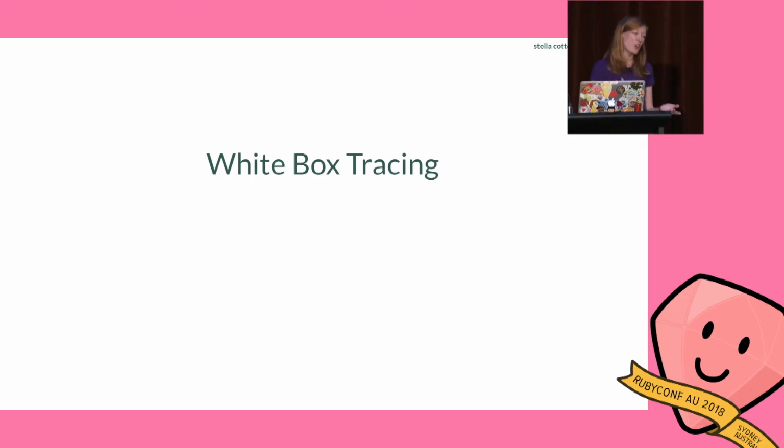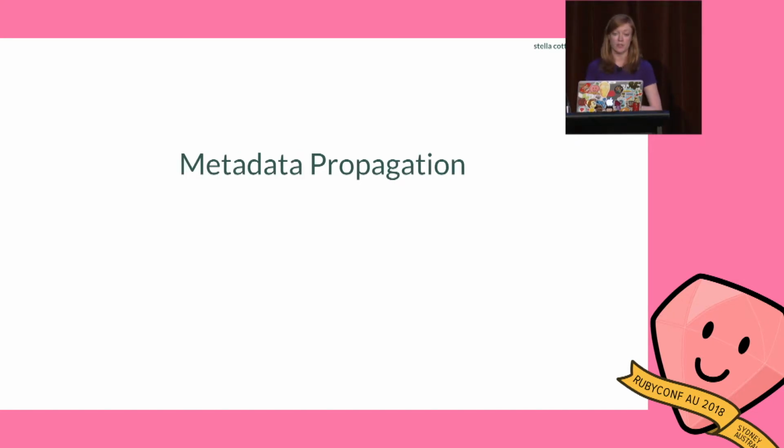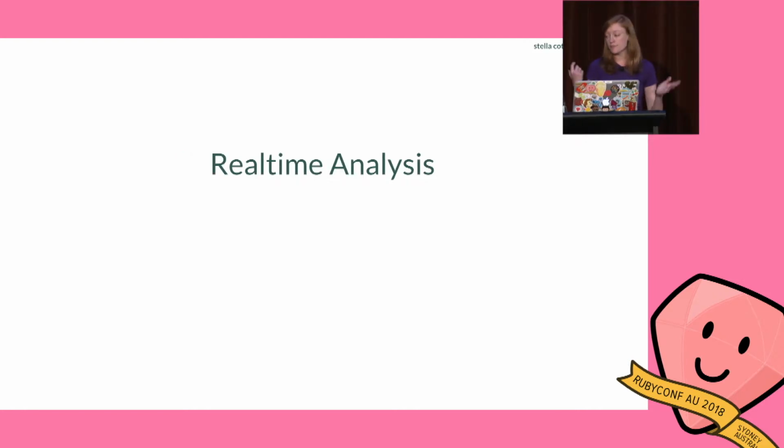We can solve this problem using something called white box tracing. White box tracing assumes that not only do you understand the system that you're using, but you're actually able to make changes to the systems themselves. And so we can be sure about the path that a request takes through your full system using something called metadata propagation, where we explicitly pass along information about where that request has been and where it's going. That's a type of white box tracing. Another benefit is that it happens basically in real time. There's no statistical analysis being run.